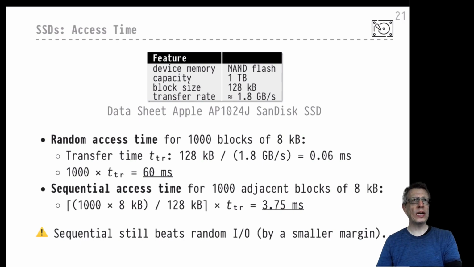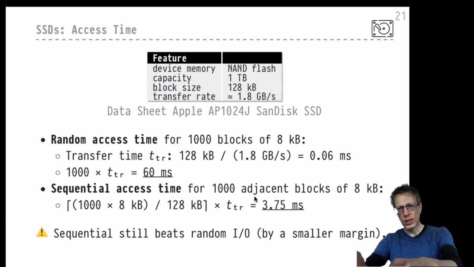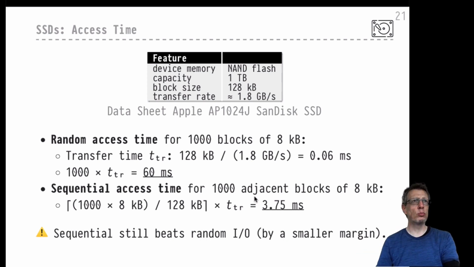So that would be an excerpt of the data sheet of one particular SSD. Actually, it's the SSD built into this laptop I'm using here, the MacBook Pro. That's NAND flash memory. It has a capacity of 1 terabyte. And the block size, as I told you, is 128 kilobytes. That's the unit of information that will be moved to and from the device at a rate of 1.8 gigabytes per second. Oh, this sounds better than the 163 megabytes per second transfer rate I had with my Seagate Cheetah.